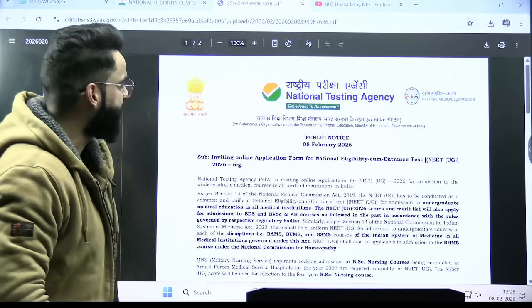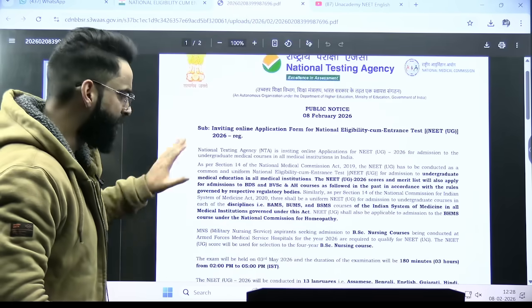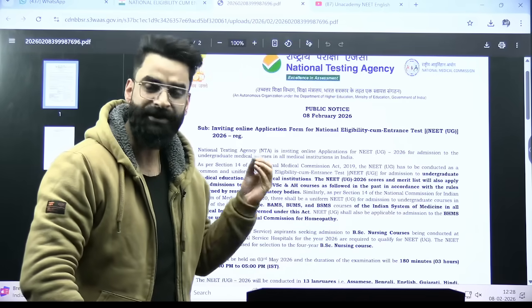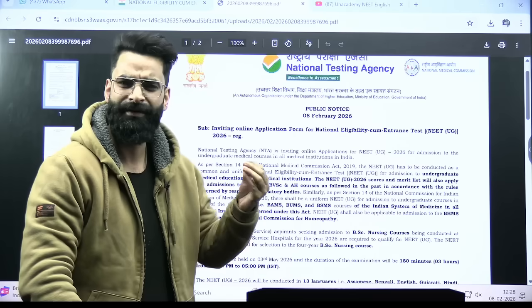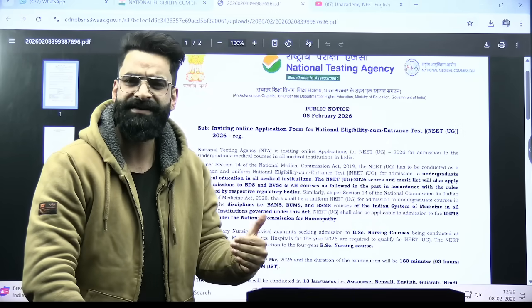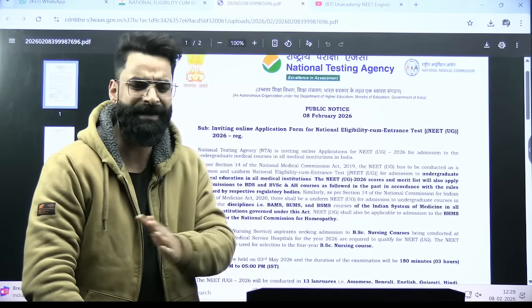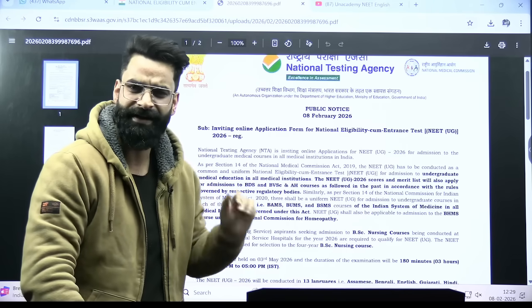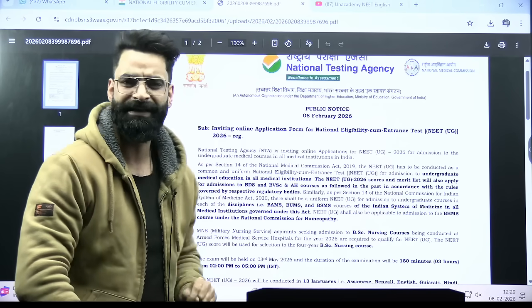So let's have a look exactly on the notice that exactly came. I'm going to read out this notice loud so that you understand if there are any sort of changes, right? You can note down those changes and you can get to know from when your registrations are starting, when is the correction window, etc., etc. All those things I'm going to tell you right here in this particular small session. So be with me till the end.